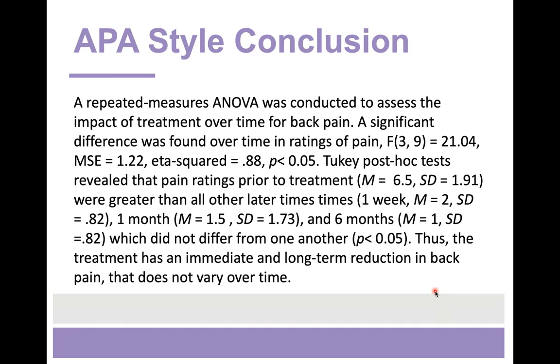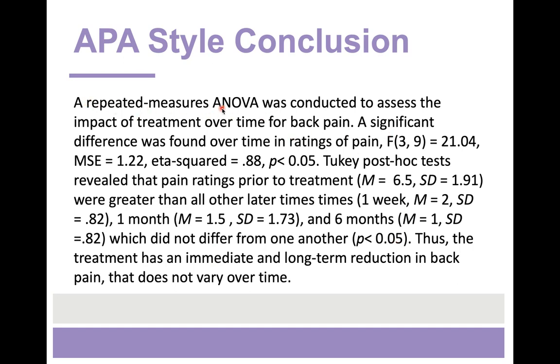Then, Tukey post hoc tests revealed that pain ratings prior to treatment, which had a mean of 6.5 and a standard deviation of 1.91, were greater than all other later time points, whether they were 1 week with mean and standard deviation, 1 month, mean and standard deviation, or 6 months, mean and standard deviation, which did not differ from one another. So here in this segment, what we do is we explain the results of those Q values.